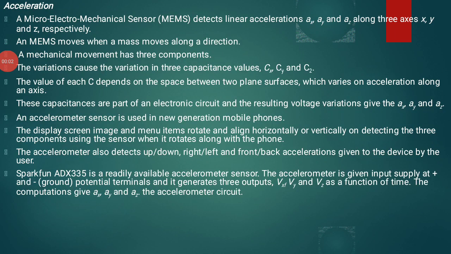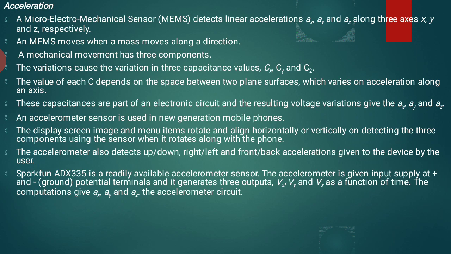Next example is acceleration. A micro electromechanical sensor, short form MEMS, detects linear acceleration in a linear direction. We can identify the linear acceleration as AX, AY and AZ along 3 axes, X, Y and Z respectively. A MEMS sensor moves when a mass moves along a direction. So when a weight is moving along the direction, it moves.